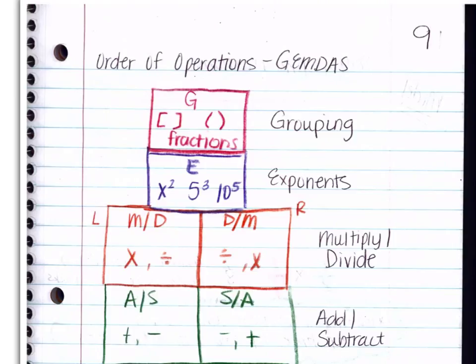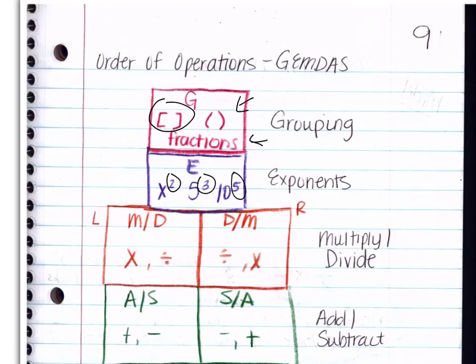Now remember, this is brackets, so that's this little symbol right here of the brackets. It's also parentheses, and it's a fraction, so we're going to look at that in one of the examples. The next type is exponents. So this is whenever it's this little number up here. So you have a certain number squared, 5 cubed, 10 to the 5th power.